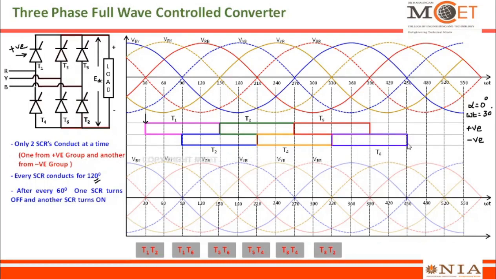This is T6 stopping point. After T6, again T1 will start its conduction. So T6 starts somewhere here at 330. So T1 will again start its conduction at 390 and it will continue its conduction till 520.